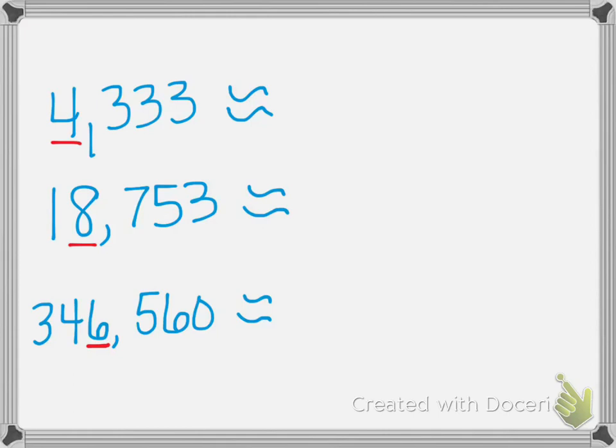Now the trick is to just look to the right there. 4,500 would be my midpoint. 500 would be my midpoint. And 300 is less than 500. And if something is less than our midpoint, we're going to round it down and keep it the same. So we're going to round down to 4,000.